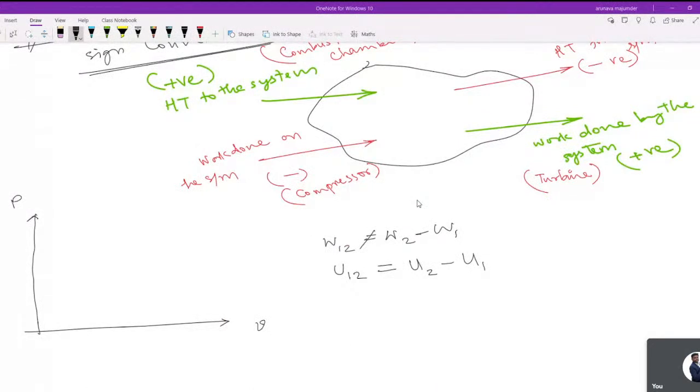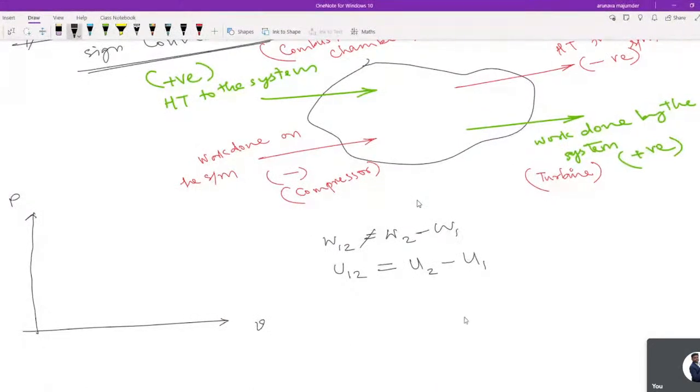So this kind of question might come, maybe for 1 mark or 2 marks. So be careful with this concept, the path function and the point function. Now coming back to here, this is a general equation which is (P1 V1 minus P2 V2) by (n minus 1). There may be some numericals relevant to this particular formula.